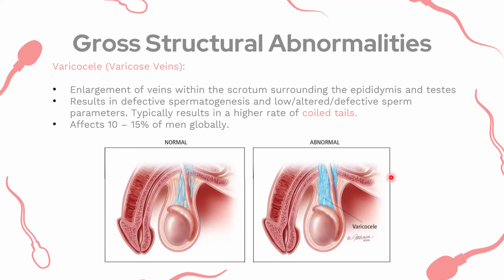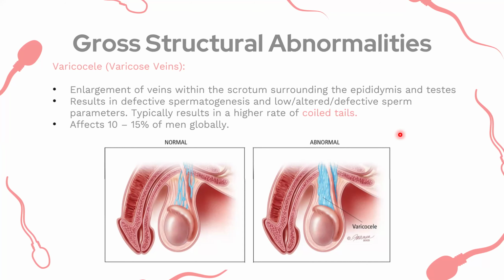Okay. Now, this type of gross structural abnormality is making the person more prone to develop sperm that have coiled tails. The way that I like to think about it is these veins are super, super engorged, right? They're all over the place. They're coiling around each other. So the sperm, in order to try to move out from the epididymis and the vas deferens, is going to also try to coil around it. So it's going to have a coiled tail type of appearance.